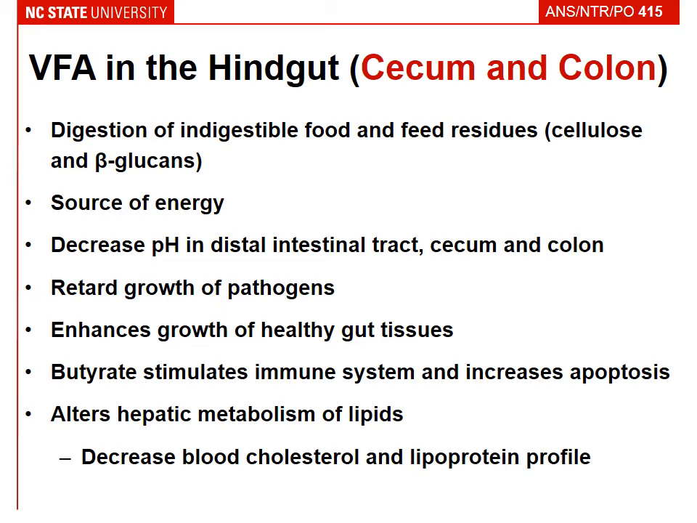These volatile fatty acids also help decrease the growth of pathogens, like we had mentioned earlier. They are releasing antimicrobial factors that are going to inhibit the growth of those pathogens. In addition, they enhance the growth of healthy gut tissue. So for instance, butyrate is very good for the immune system. It increases apoptosis. It stimulates the cells to proliferate. And so not only butyrate is produced, but some of the other volatile fatty acids have similar effects.